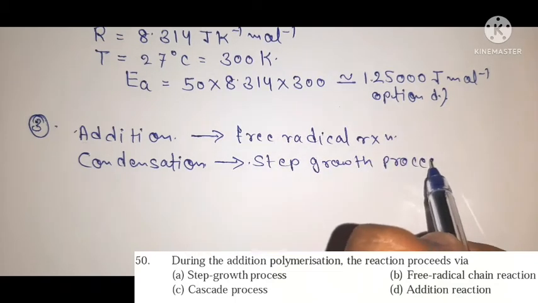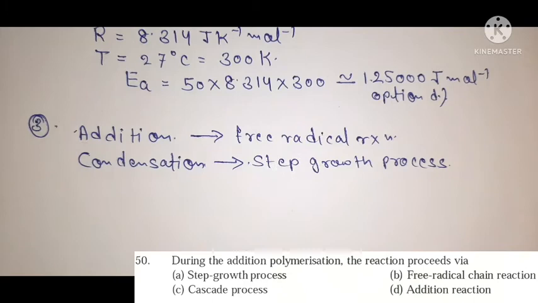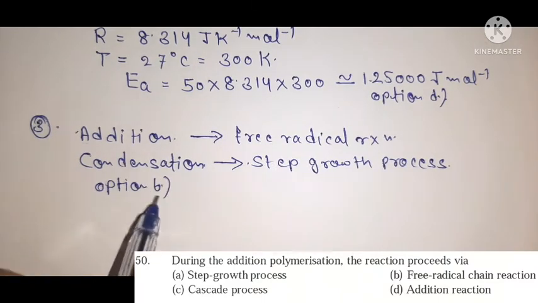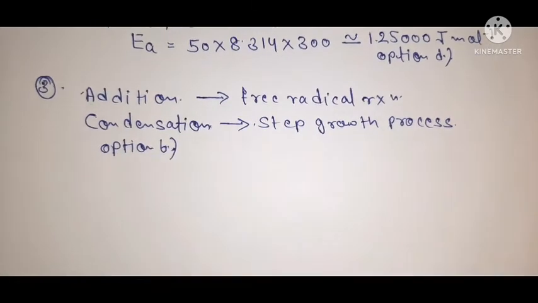Okay, so in this question they ask about the addition polymerization. When they ask about the condensation polymerization, the answer should be option A, that is step growth process. But they ask about the addition polymerization, and addition polymerization proceeds via free radical chain reaction. So option B is the correct answer for this question. Okay, option B is the correct answer.